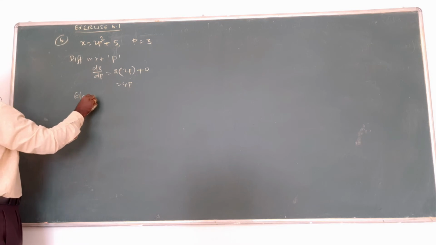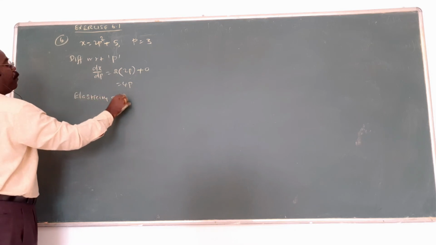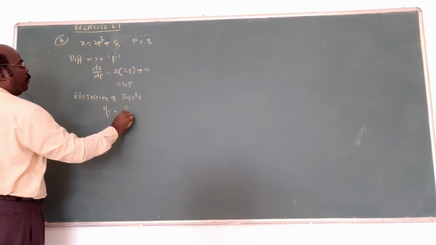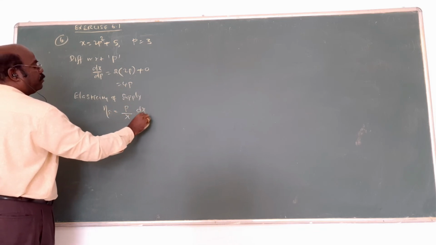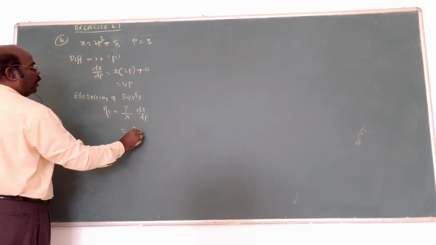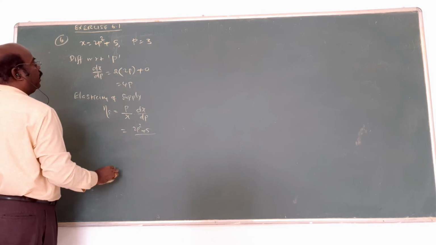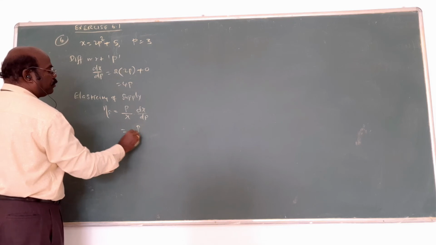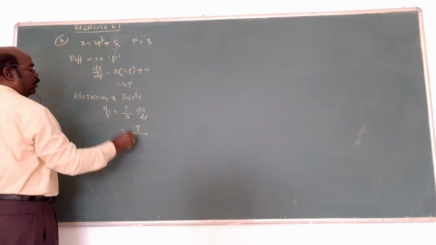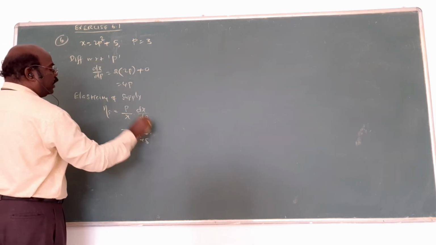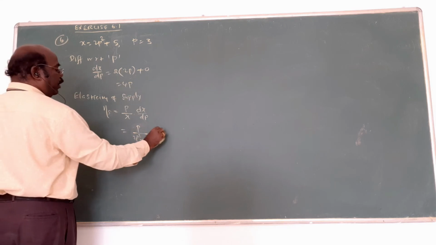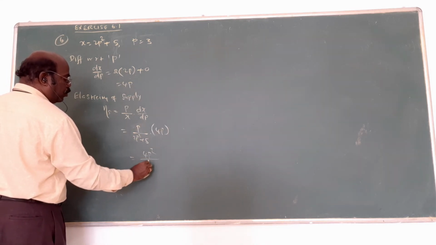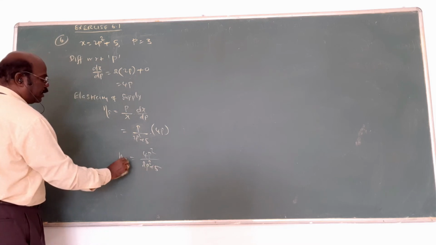Now the elasticity of supply. What is the formula? ηs = (p/x) · (dx/dp). Here x is 2p² + 5, and dx/dp is 4p. So 4p² divided by 2p² + 5 is the ηs.